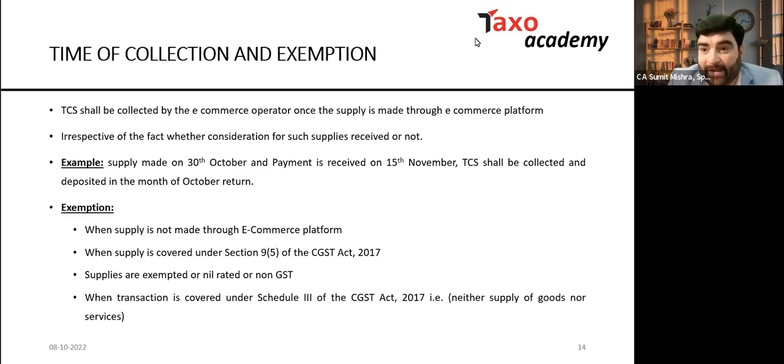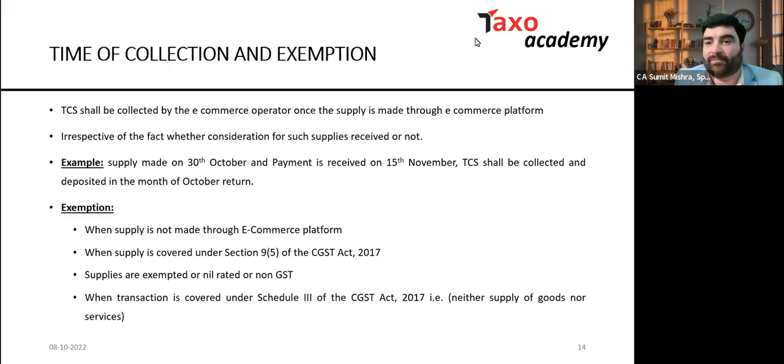and file their return in the prescribed format. That amount will get reflected in my portal. What I am supposed to do, I have to accept that transaction, whether that transaction pertains to me or not. I have to check it. If it pertains to me, I will accept it. The amount will reflect into my account. So that's the procedure. I'm just briefing.